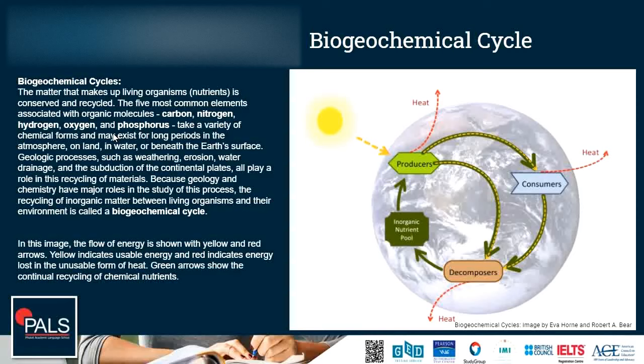They take a variety of chemical forms and may exist for long periods in the atmosphere, on land, in water, or beneath the Earth's surface. So geological processes such as weathering, erosion, water drainage, and the subduction of the continental plates all play a role in this recycling of materials, because geology and chemistry have major roles in the study of this process. The recycling of inorganic matter between living organisms and their environment is called biogeochemical cycles or cycling.